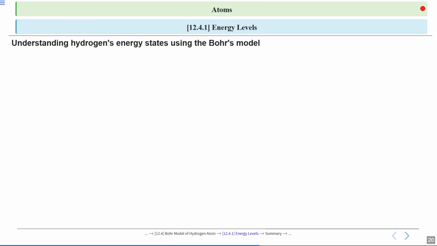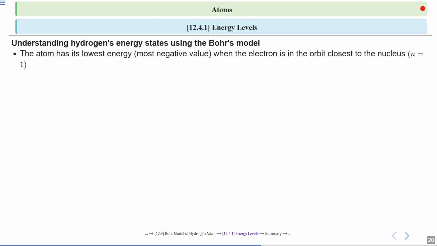Now we are going to explore how Bohr's model helps us understand the energy states of hydrogen atoms. We will see how electrons occupy specific orbits and how their energy changes depending on their position. Notice here that the atom has its lowest energy, meaning the most negative value, when the electron is in the orbit closest to the nucleus. This is when the principal quantum number n equals 1. Remember, a more negative energy means a more stable, lower energy state for the electron.